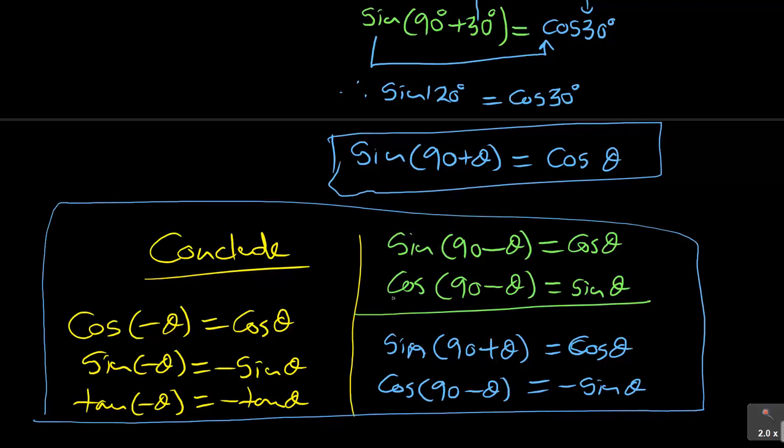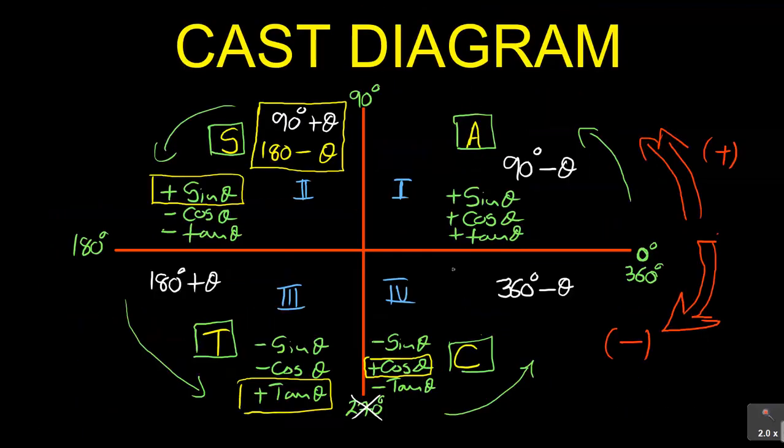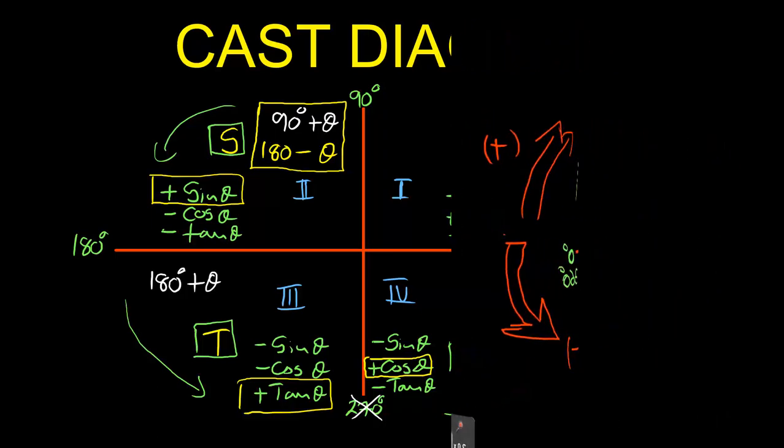Now, since I've managed to show you from the first lesson the reduction rules of 360 minus, 180 plus, 180 minus, as well as now the 90 plus and 90 minus, as well as negative angles, in the next lesson I'm going to be showing you the questions that you expect concerning these reduction rules. Join me again in the next lesson. Thank you.